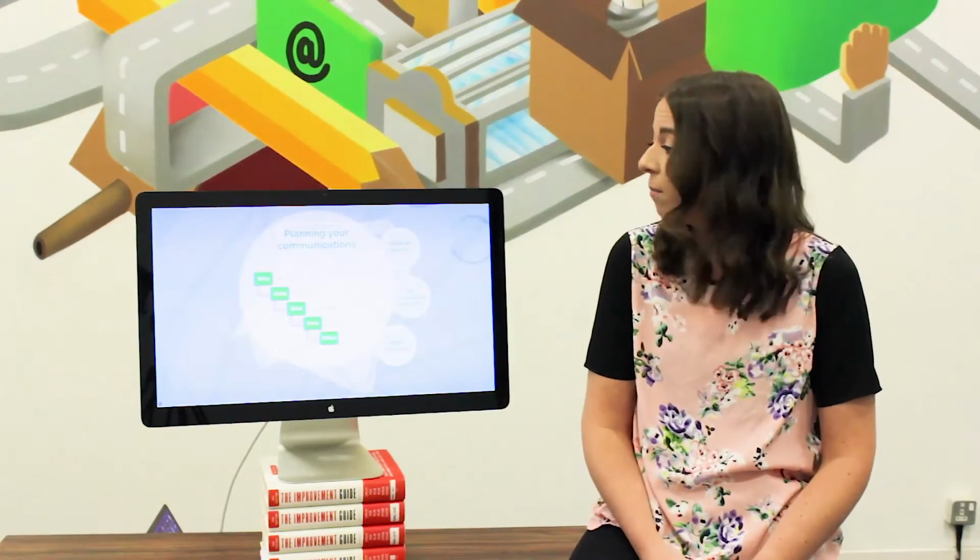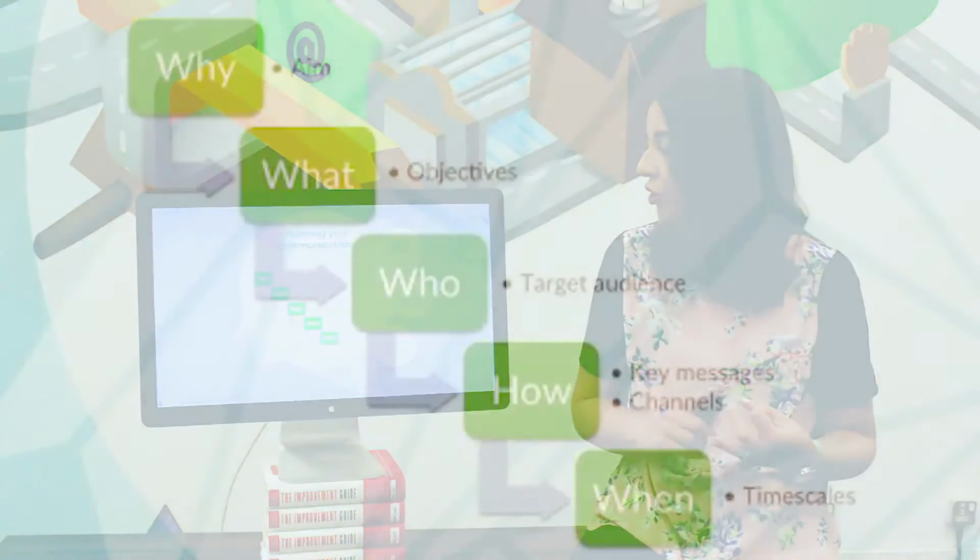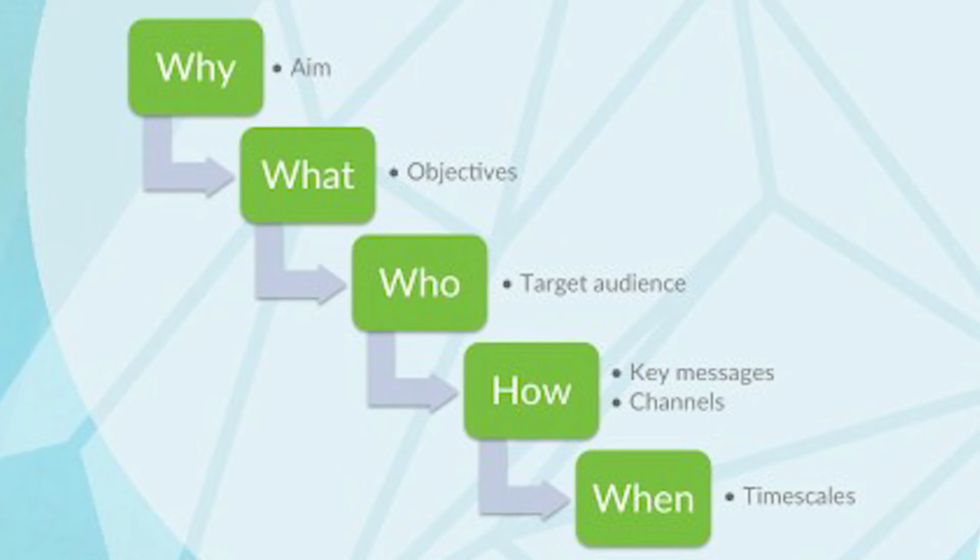So when you're looking at planning communications, a basic plan is looking at the why, what, who, how, and when. So this is covering the why is obviously the aim of your communications, the what is the objectives, the who is the target audience, how is the key messages, and then what channels you're going to use to communicate that through, and then the when is the timescales.